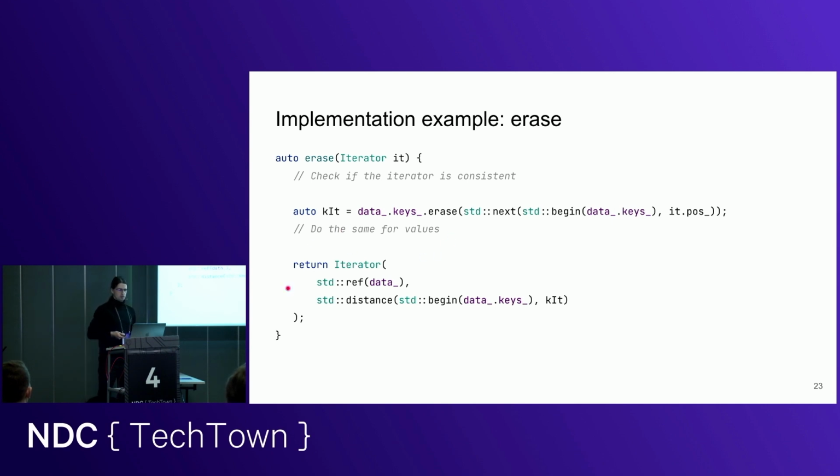And we are done. Here we can return an iterator with a distance and the data again. That's how those three major functions can be implemented.